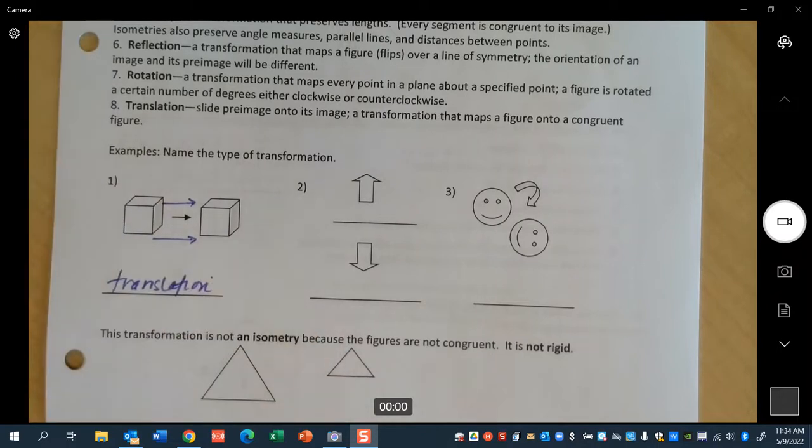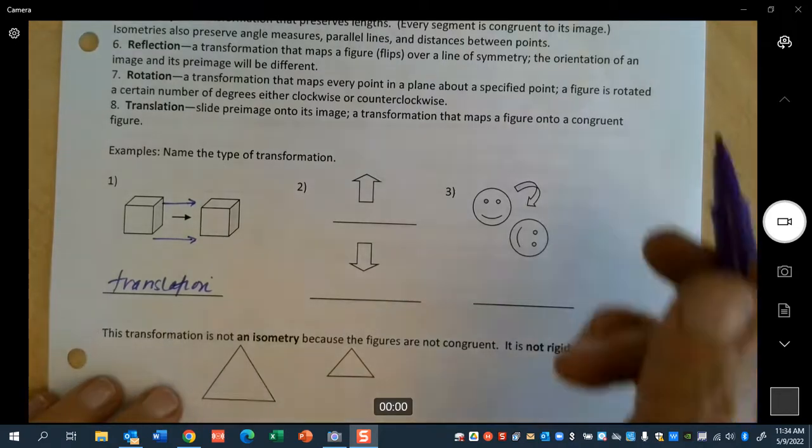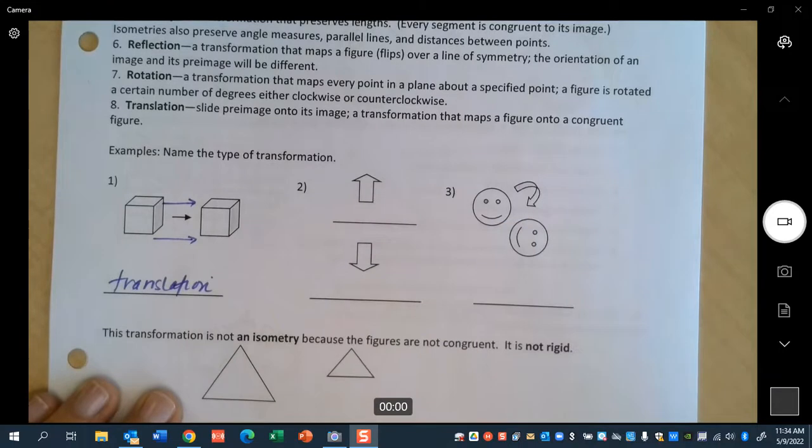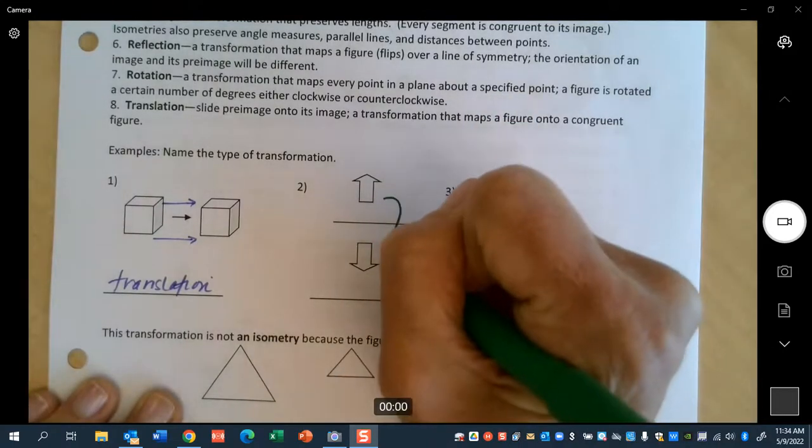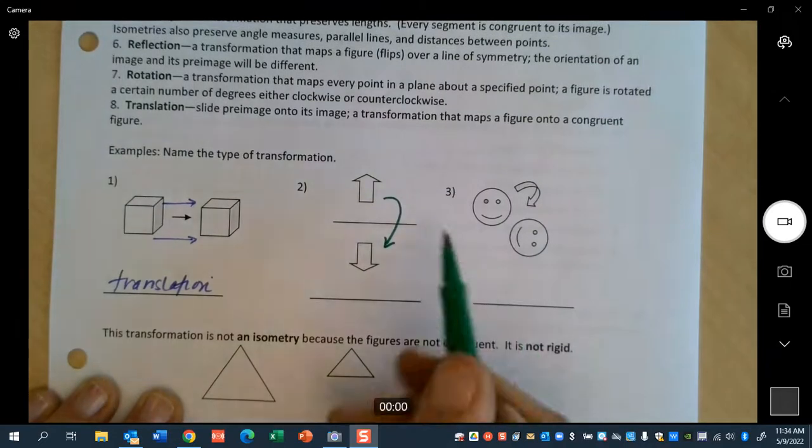It's a slide, left, right, and notice this box doesn't change, it's the same size. How about my story with my arrow? What would you call this one? Yeah, so this is a reflection over this line.